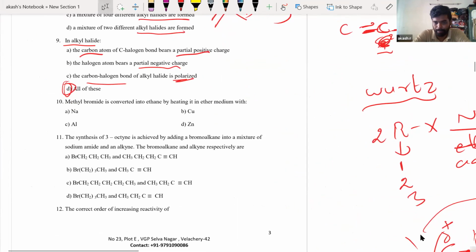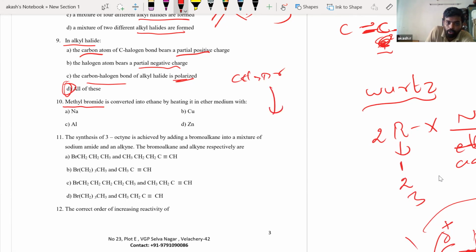Methyl bromide, what is the time, people? Okay, fine. Methyl bromide is converted into ethane by heating it in ether medium with what? Now look at this. Methyl bromide, that is CH3Br, is converted to ethane by, oh, I'm sorry, this is Wurtz reaction, right? So maybe it's a mistake. It is not acetone, people, it is ether only, right?